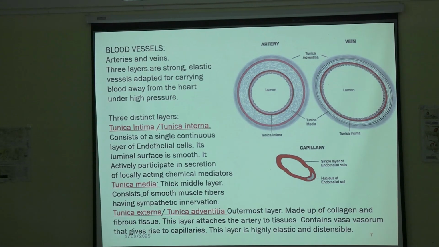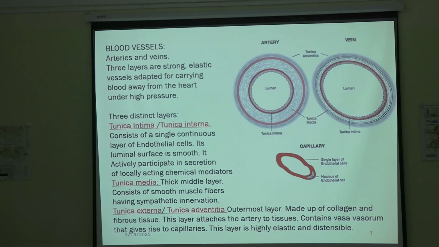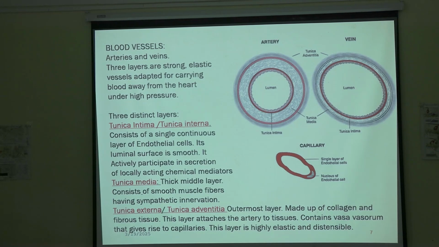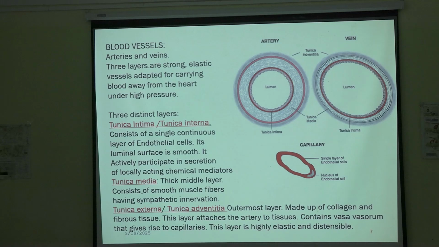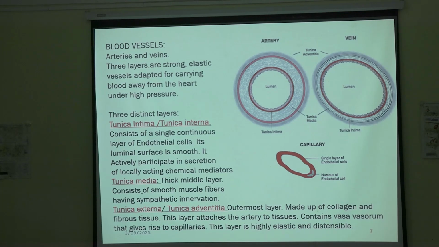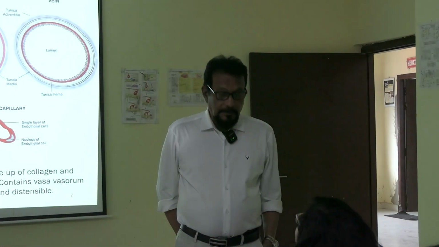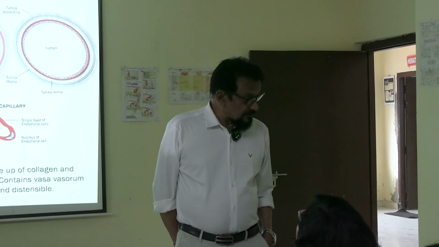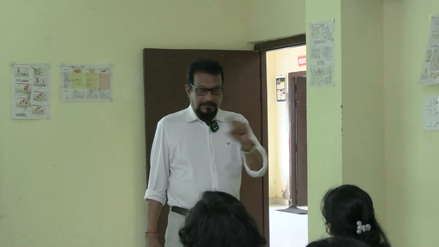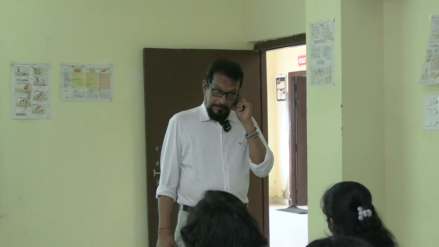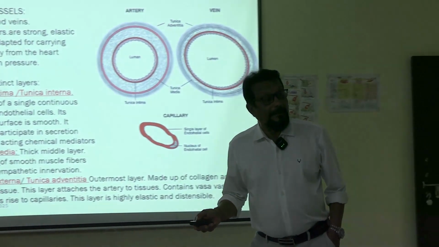Before that, starting from the aorta, large arteries, small arteries, small arterioles, they will have 3 layers. What are these 3 layers? The wall will have 3 layers: tunica adventitia or tunica externa on the outside, tunica media in the middle, and tunica intima on the inner part.